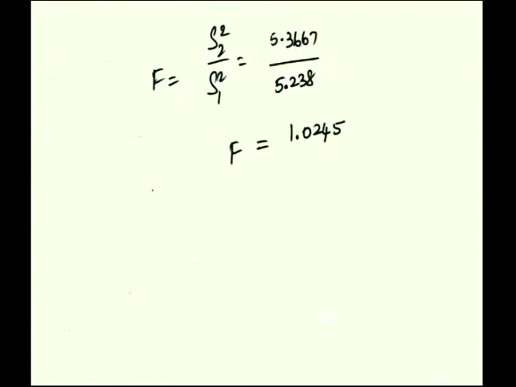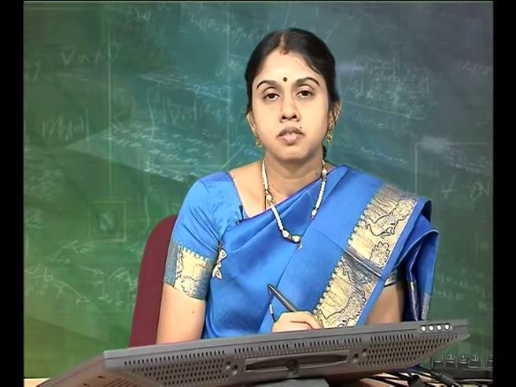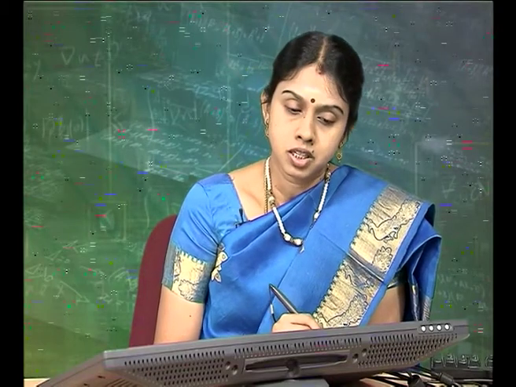Okay. Now, we have come to the comparison step, where the calculated F at 1% with degrees of freedom 5 comma 6 is equal to 1.0245. Tabulated F at 1%, 5 comma 6 degrees of freedom, we have to refer to the tables. Unlike in the t test, F and 1% level of significance values will not be given in the same table. There is a separate table for the 5% significance level and the 1% significance level.